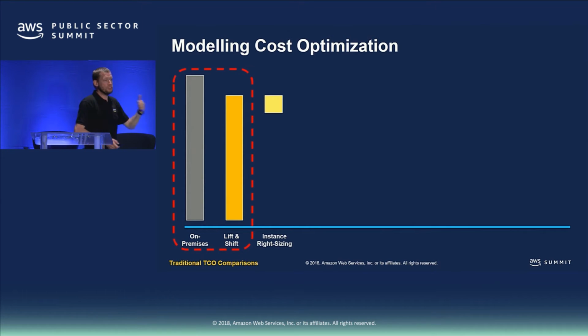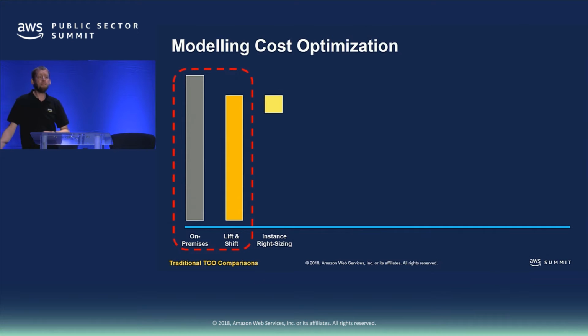Then we have something called instance right-sizing. If you've just migrated a server with 16 cores and 128 gig of RAM, do you actually need that? Is that just there for your spare capacity, or do you genuinely need it? We've got tools that allow you to monitor the actual usage for that, and then over time you can start saying, actually, that could be something with 8 cores and 64 gig of RAM.